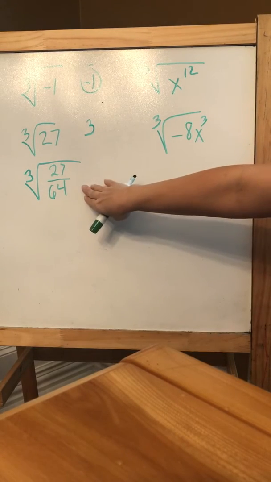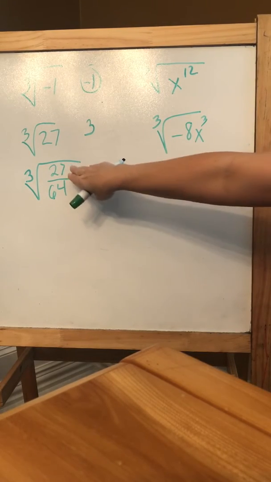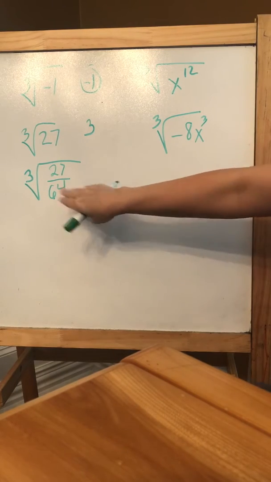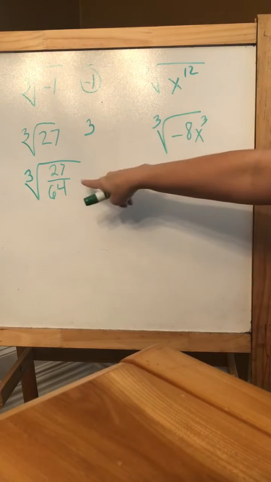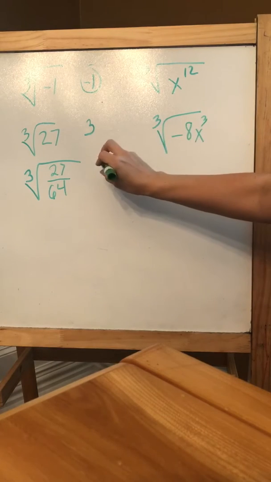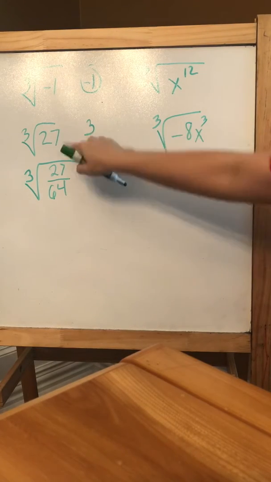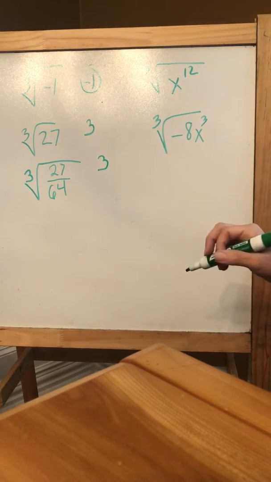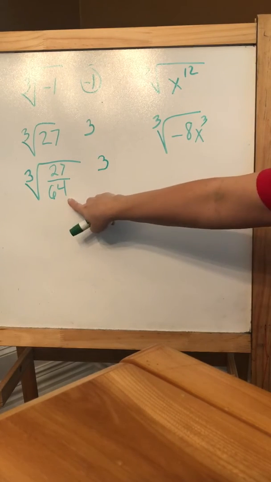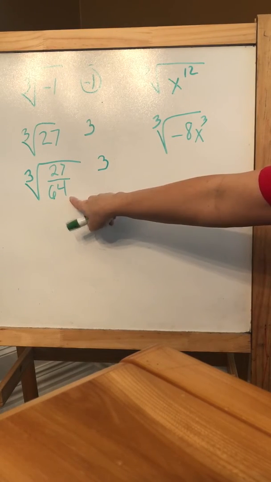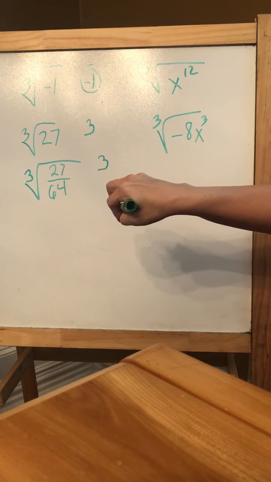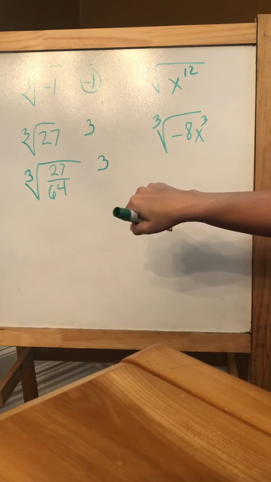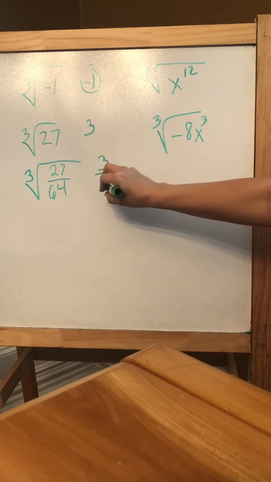How about cube root of 27 over 64? Remember, take your cube root of the top and your cube root of the bottom. So on the top, we just did this one up here. Cube root of 27 is 3. How about of 64? We did that one in a problem back, right? 4. 4 times 4 times 4. Okay.